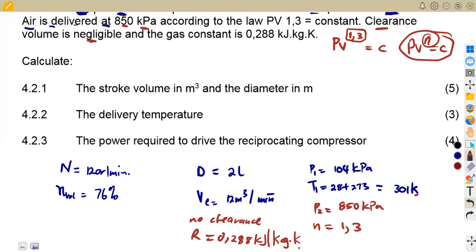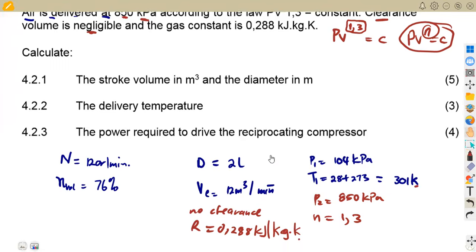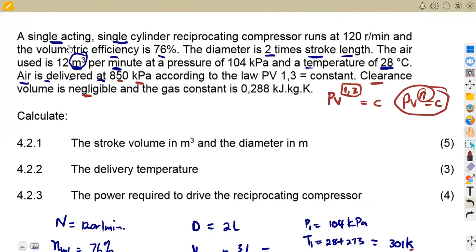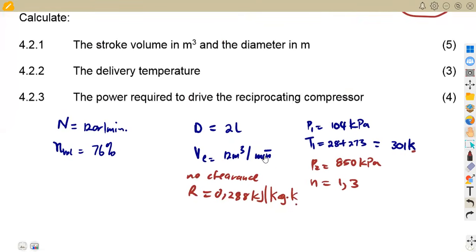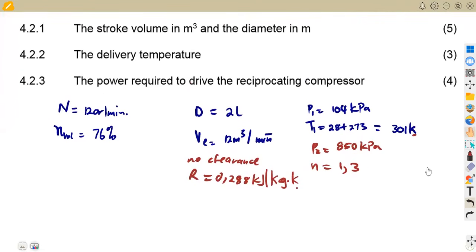All right, and take note, we are given a single acting, single cylinder in this case, which does not affect our calculation on the speed. It affects when it is a double acting. It affects your speed, which is going to be 2n. So here it is just going to be 1 times n for a single acting. So it does not affect us that much. But what is important is that we do not have the clearance in this case.